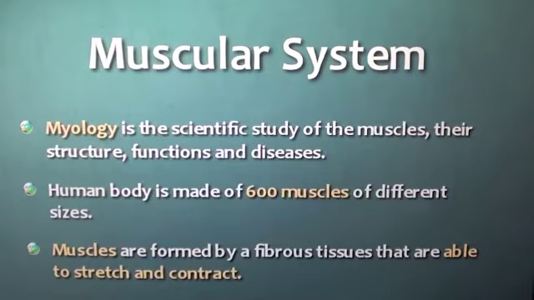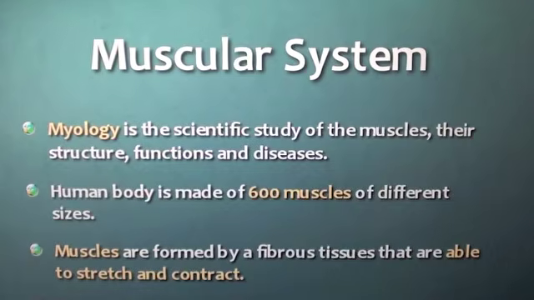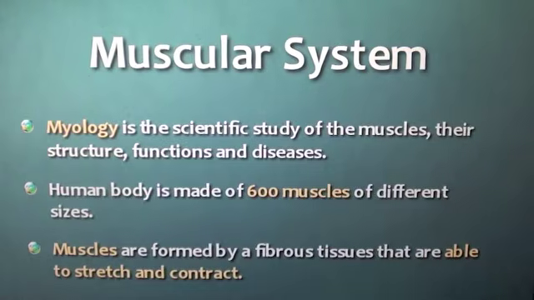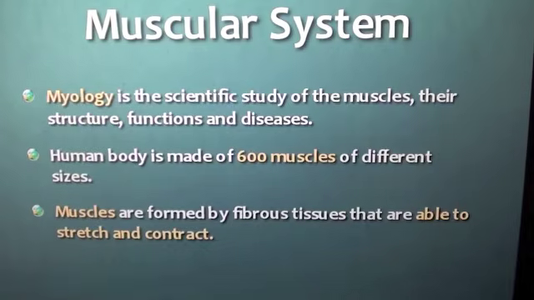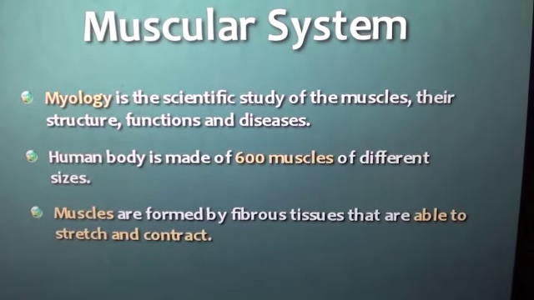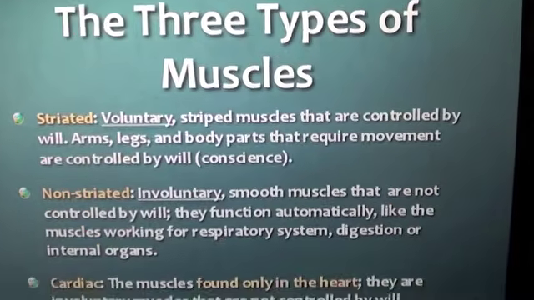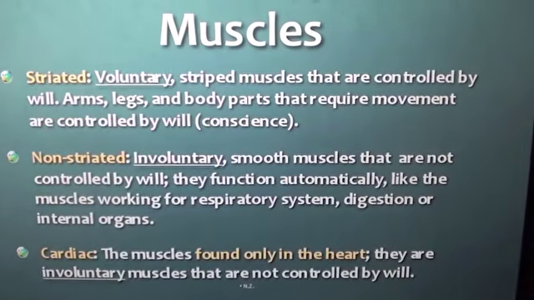Muscular system. Myology is the scientific study of the muscles, their structure, functions, and diseases. The human body is made of 600 muscles of different sizes. Muscles are formed by fibrous tissues that are able to stretch and contract. The 3 types of muscles: striated, non-striated, and cardiac.